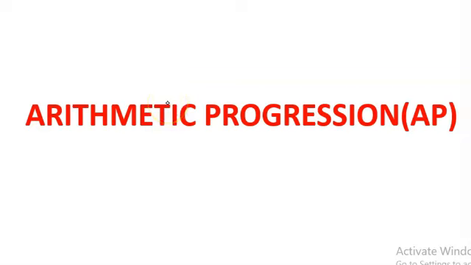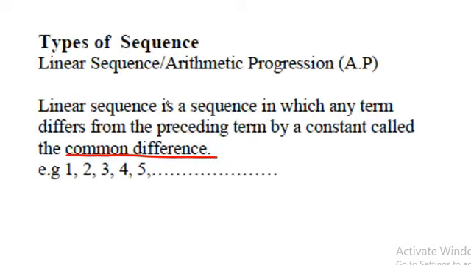The first type of sequence that I'm considering is arithmetic progression, which is the same as linear sequence. This is based on linear number pattern. So let's look at how the pattern looks.